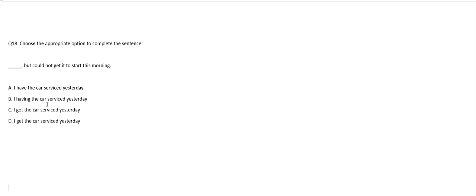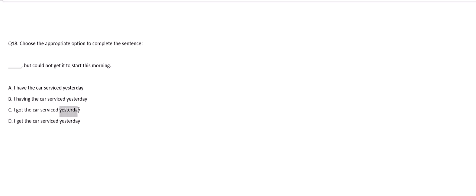By these four options we can come to know what this sentence is about. He had his car serviced yesterday, but he was not able to start it this morning. Understood? According to the context, but could not get it to start this morning means he had serviced it. He tried to start it this morning, but he had serviced it yesterday, which is past.